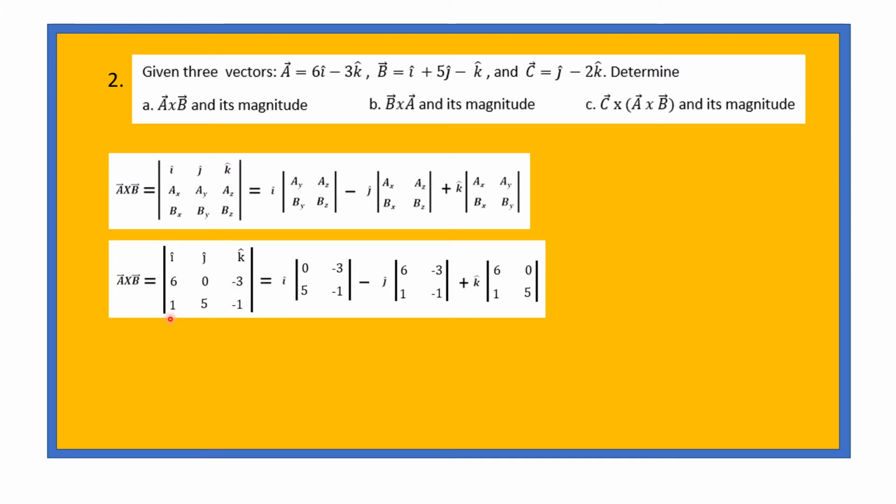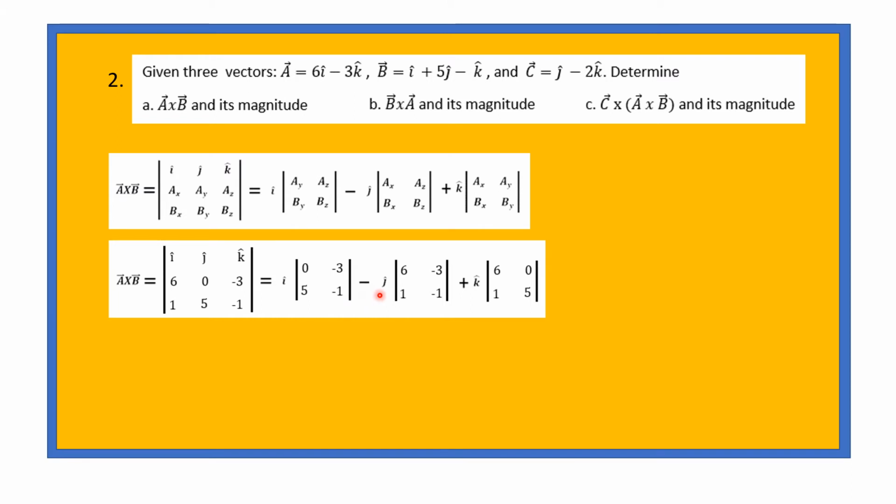How about for vector b? The components are 1, 5, and minus 1. It is equal to, again, let's begin with i hat. So i hat with i hat, we remove the x components. That's why we only have 0 and 5 here, and minus 3 and minus 1.